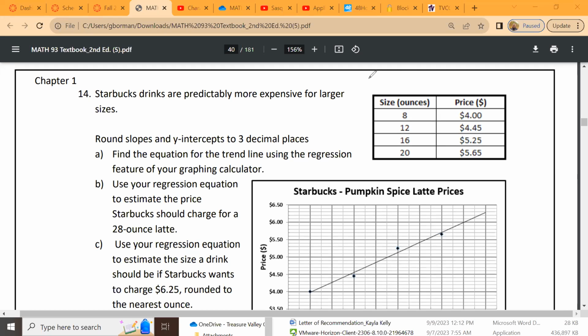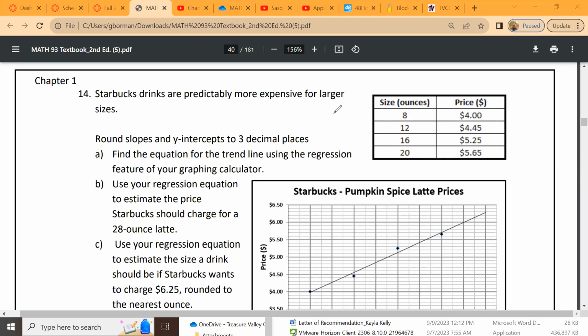All right, so once again, we've got X values here, Y values there, just like everywhere else in the book and everywhere else in algebra courses. So round slopes and y-intercepts to 3 decimal places. All right, got it. Okay, so they've got all the data here, so we know the exact data. They've plotted the data for us, and they've come up with the trend line. So, what more could a guy ask for? Part A: find the equation for the trend line using the regression feature of your graphing calculator.